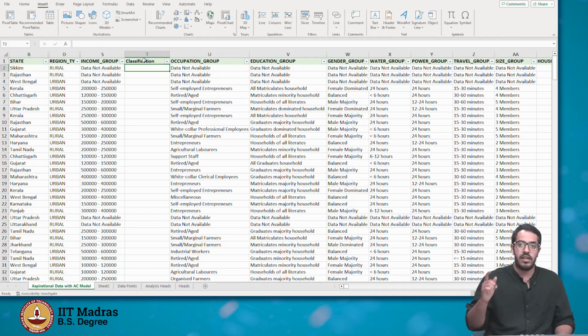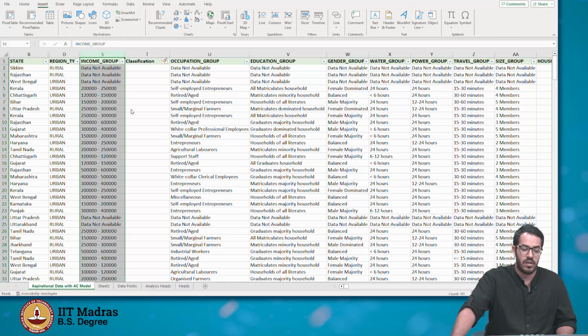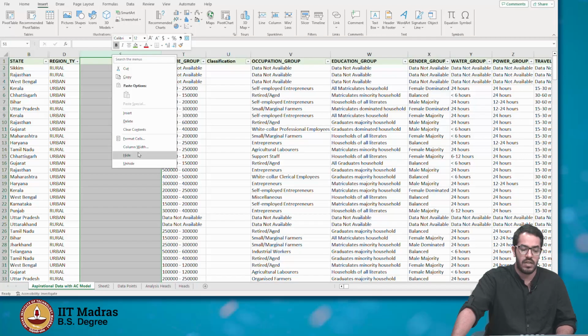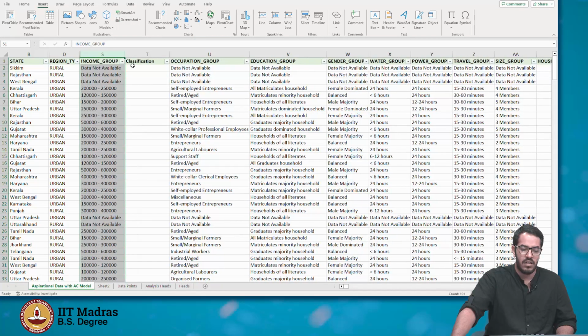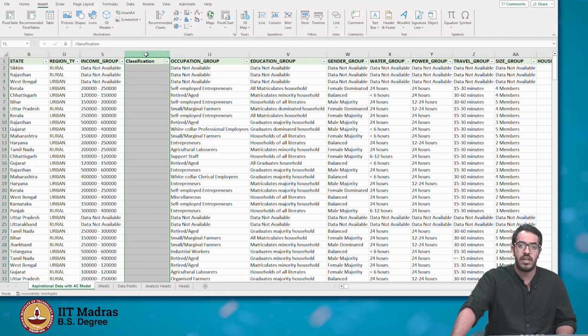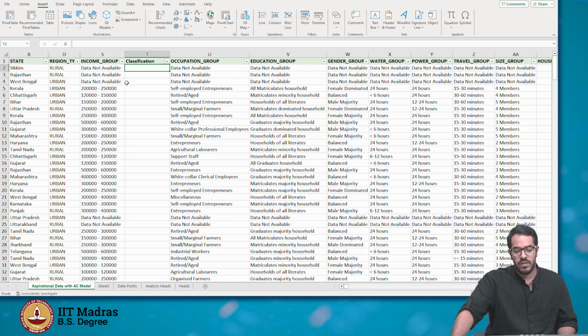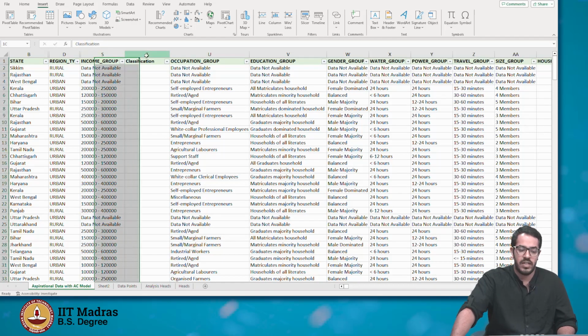I had to unhide the previous columns because when I was trying to insert a column here, it was inserting a column towards the left, which I did not want really. So I just previewed T and then insert a column in between S and T, which now is our classification column. Here, what we will try to do is populate its classification as against the income group that we have available in the column S.